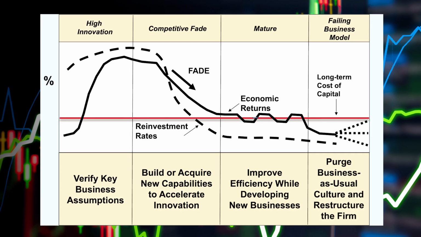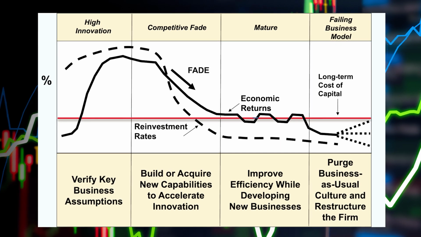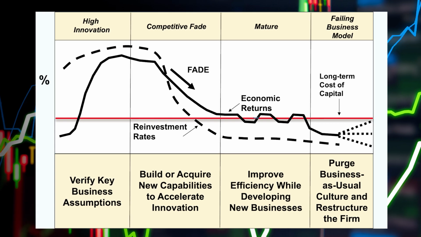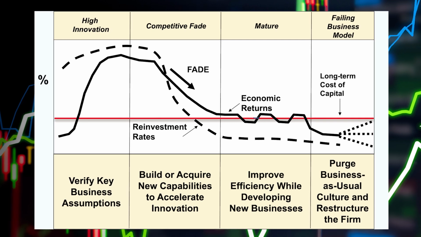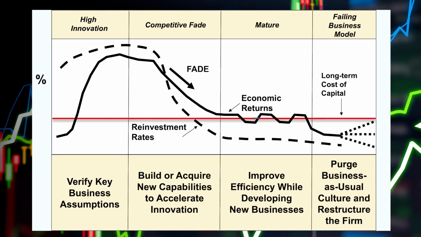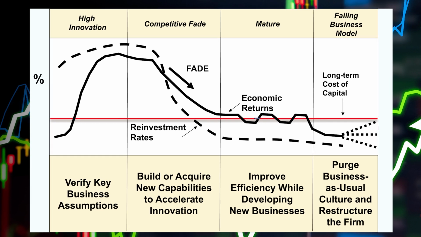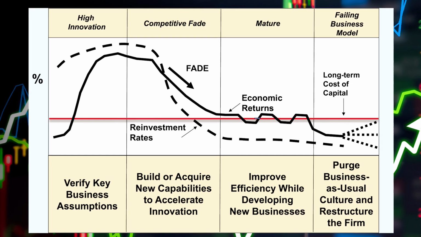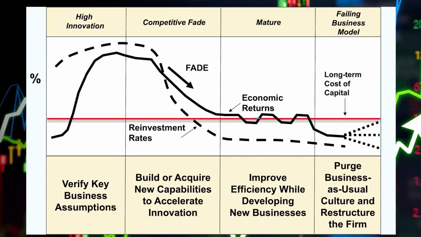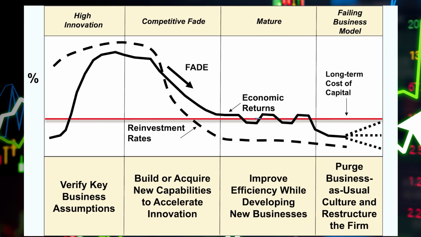The solid line on the chart represents the firm's economic returns. Think of this as a return on invested capital with accounting biases minimized. The dashed line represents the firm's reinvestment rates. The red horizontal line represents the long-term cost of capital. On the far left, if a firm in its early years successfully innovates, then it can earn economic returns well above the cost of capital and create even more value if accompanied by high reinvestment rates.